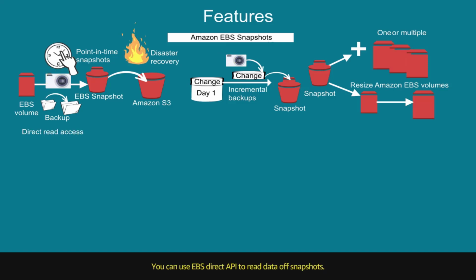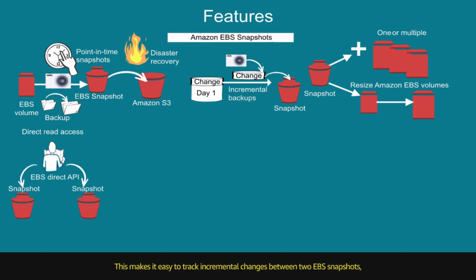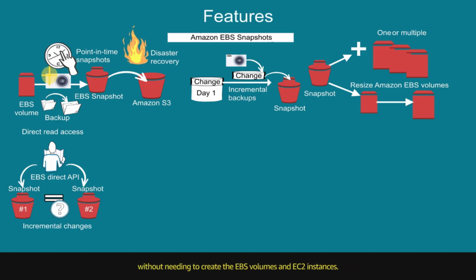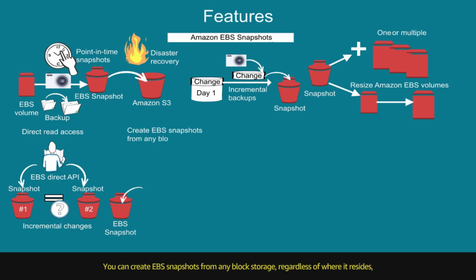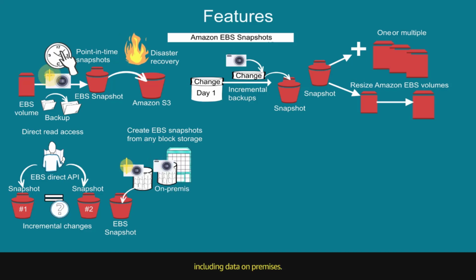Direct read access. You can use EBS Direct API to read data off snapshots. This makes it easy to track incremental changes between two EBS snapshots without needing to create the EBS volumes in EC2 instances. You can create EBS snapshots from any block storage, regardless of where it resides, including data on premises.